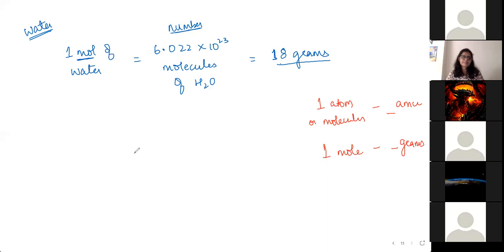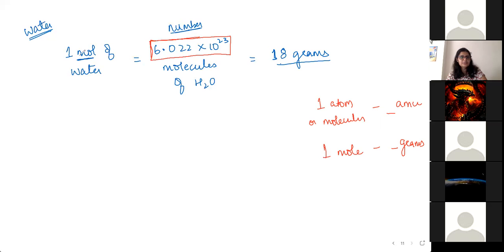So ma'am, what's the use of 6.022 into 10 to the power 23 if you're not going to use it? No, you are going to use it. So that's the relation between 1 mole and the mass. And this is defining what a mole means. So this is not like a random number you're taking, right? So mole means that 1 mole means you have these many number of molecules. Okay, so this is an important number.